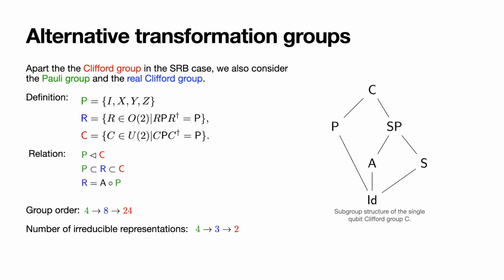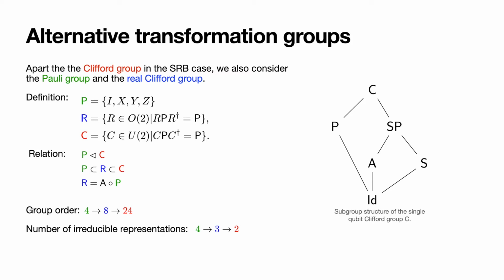In our work, we also look beyond the standard RB protocol by considering alternative transformation groups. Specifically, we consider the Pauli group and the real Clifford group. These two groups are both transformation groups of the Clifford group. We label the Pauli, real Clifford, and the Clifford group by the letters P, R, and C.